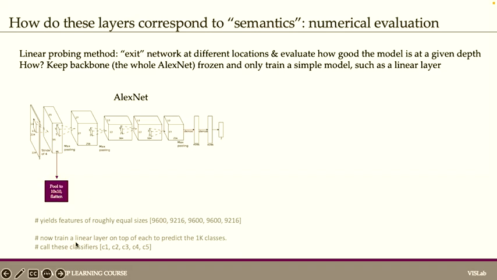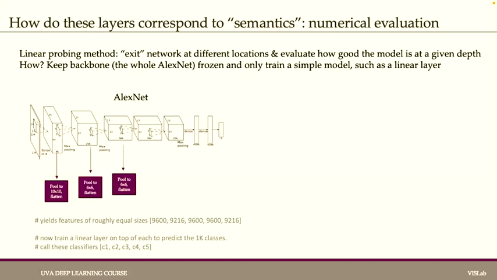And now what you do is you train a linear layer on top of this 9,600 dimensional vector. And this linear layer is trained supervised to predict, for example, ImageNet classes, 1,000 classes. And now how good this linear classifier will do depends on how good the features are that are incoming, right? Because a linear classifier really can't do much. So unless the features are already good, the linear classifier won't give you very good performance.